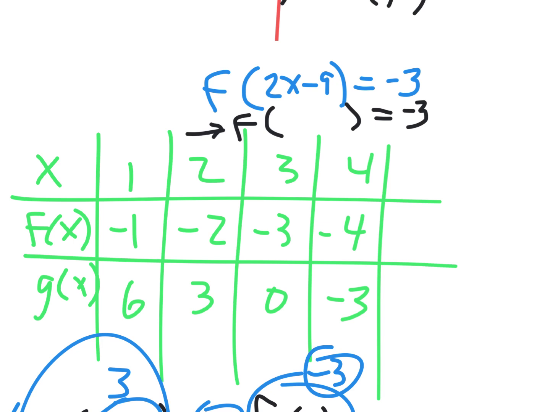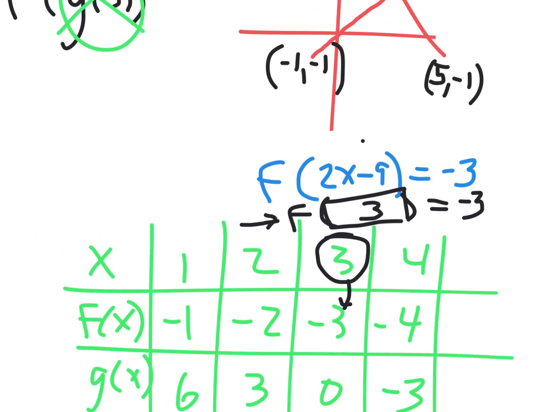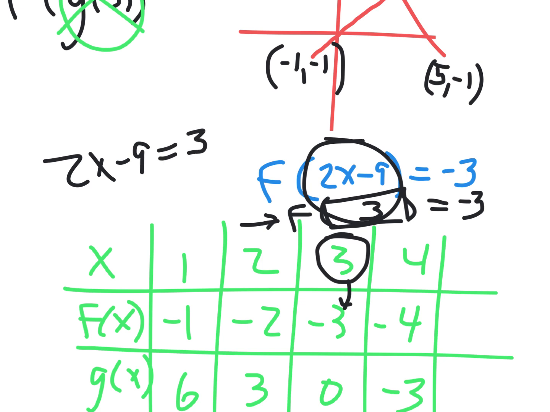So the logical thing to look up was this right here. F of what is negative 3? F of 3 is negative 3. So f of 3 is negative 3. So then 2x minus 9 must be equal to 3. Add 9. 2x equals 12. X equals 6. Raise your hand if you had x equals 6. Sweet. Okay. So there's just a little bit of a review.